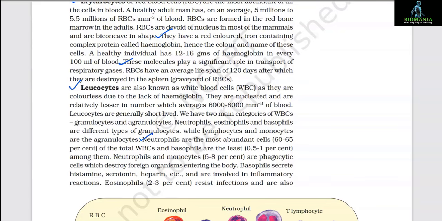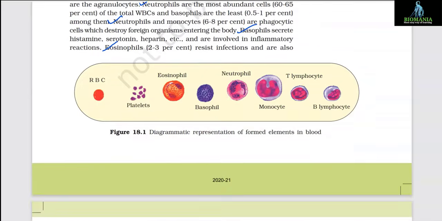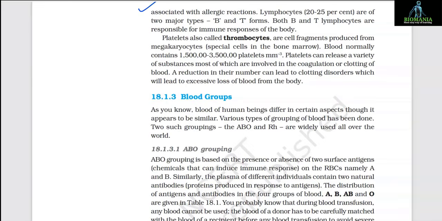Neutrophils are the most abundant cells, that is 60 to 65% of the total WBCs, and basophils are the least, that is 0.5 to 1% among them. Neutrophils and monocytes, that is 6 to 8%, are phagocytic cells which destroy foreign organisms entering the body. Basophils secrete histamine, serotonin, heparin, etc. and are involved in inflammatory reactions. Eosinophils, that is 2 to 3%, resist infection and are also associated with the allergic reactions.